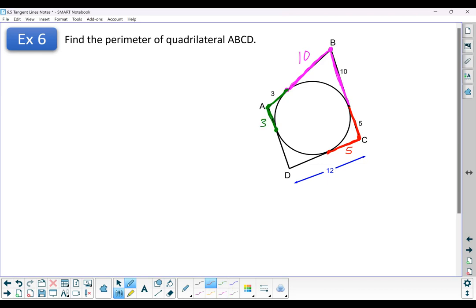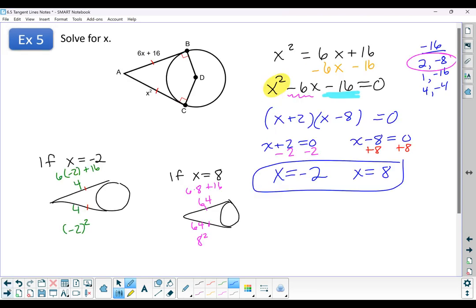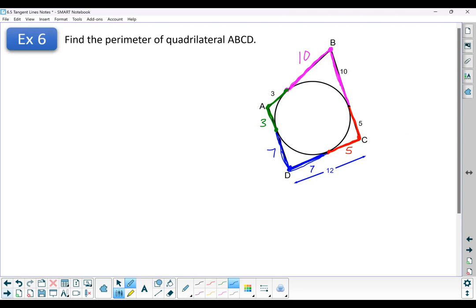Down at the bottom, we have a segment 12. From D to C is 12, and we know from C to the circle's point of tangency is 5. That means this one has a length of 7, and from D to the other side tangent to the circle also is length 7. So we can think through all of these little scenarios. It's like having 4 of these on the same diagram, each of those connecting to the circle at 2 points of tangency.